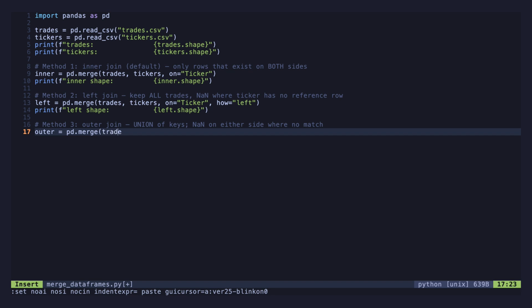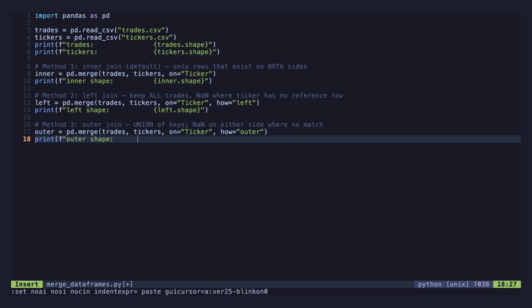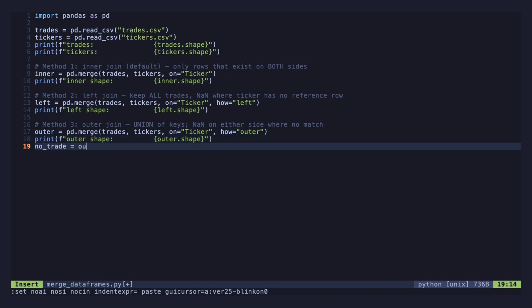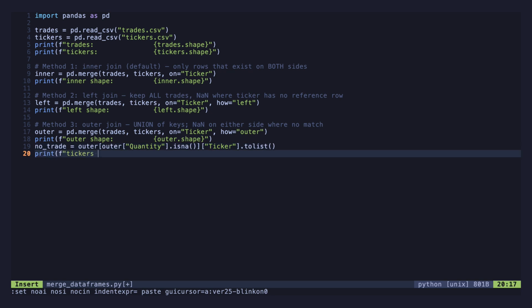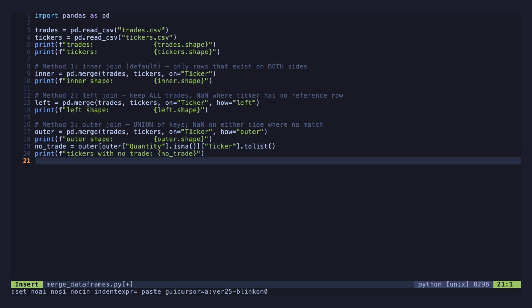Method 3. Outer join. The union of keys from both sides. Every trade, every ticker, with NaN wherever one side has no row. Here, that's 14 rows, 8 trades plus 6 reference-only tickers.